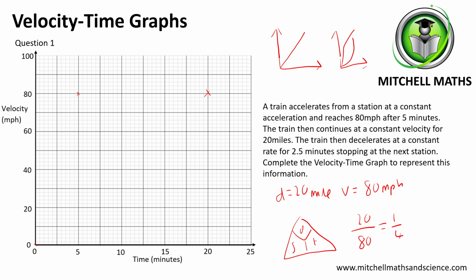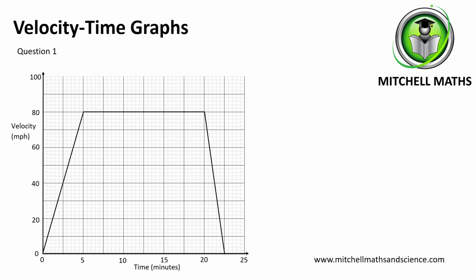The train then decelerates at a constant rate for 2.5 minutes, stopping at the next station. We know it's 2.5 minutes. Therefore, if we're going from 20, it'll go to 22.5, which is halfway between 20 and 25. So it'll be in this column here, and we'll draw a straight line down for that. If you connect those points up with a straight line, you'll get something that looks like this. So that's how to draw a graph for velocity time graphs.